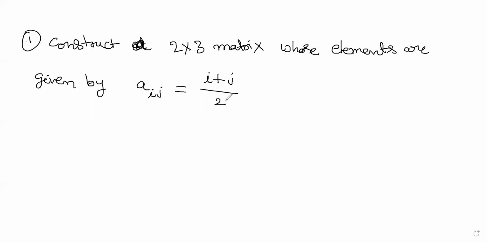So please read the question. Construct a 2 by 3 matrix whose elements are given by Aij is equal to (i plus j) by 2. This is the question. How to deal with this? First, let us assume that matrix A, whatever it is, that 2 by 3 we have to construct. Now 2 by 3, how does it look like, that is 2 rows and 3 columns.